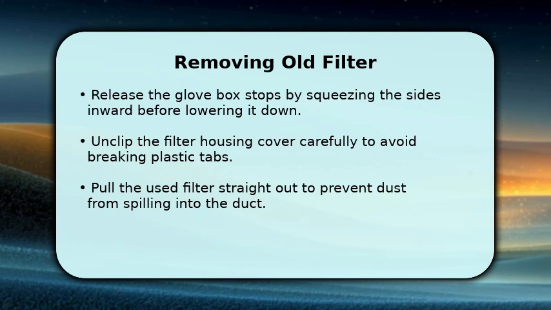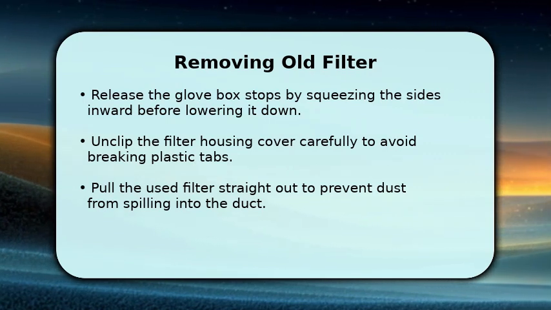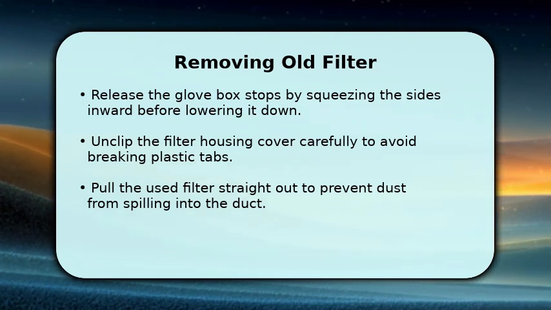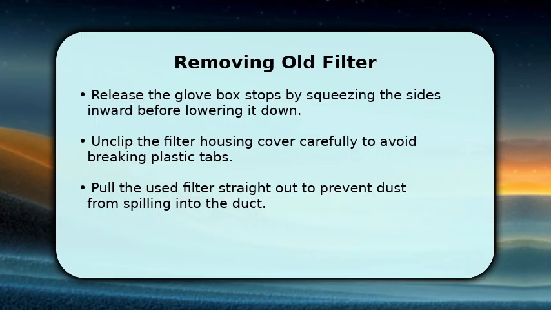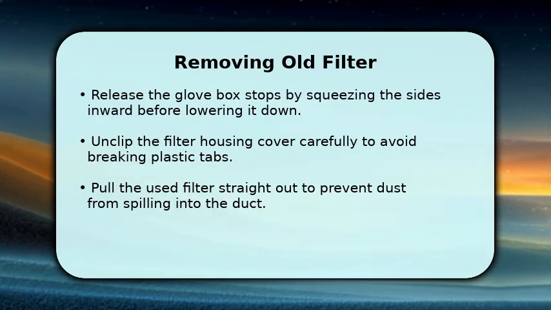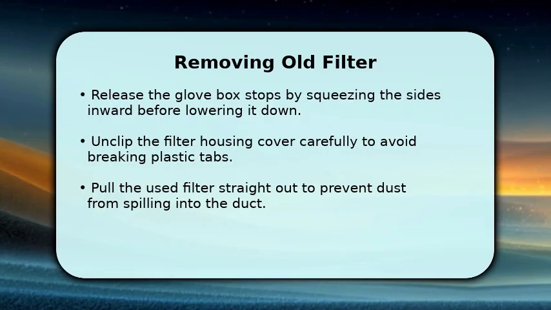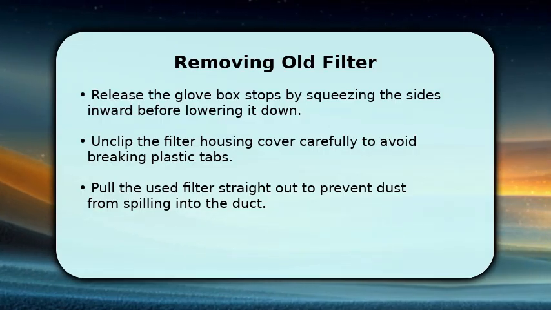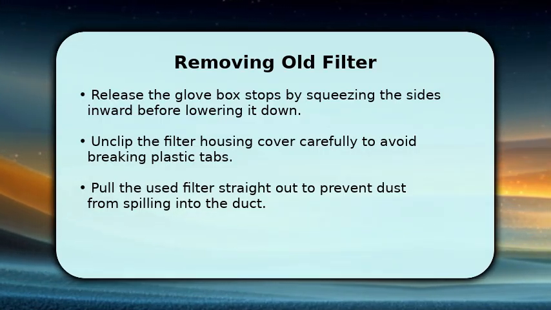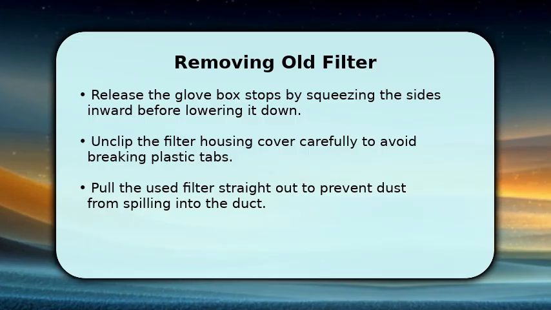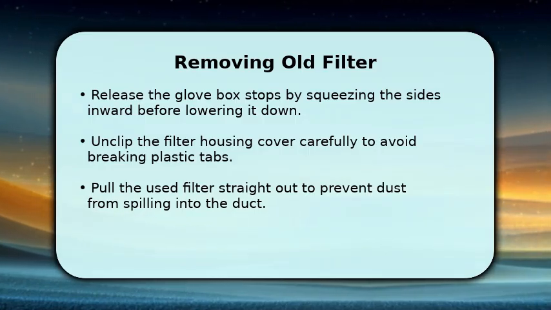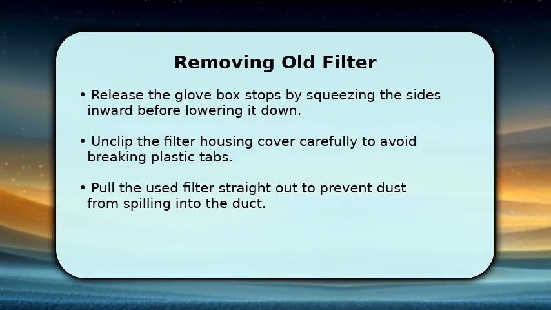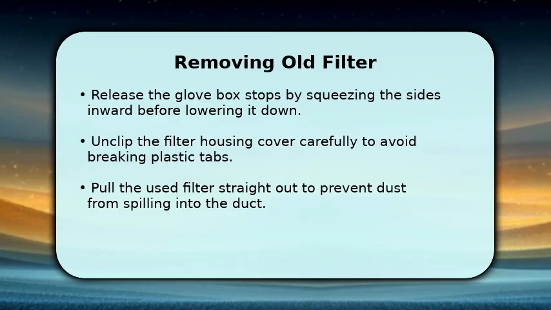Start by clearing the glove box of contents so it can fold down easily and you have clear access. Squeeze the glove box side panels to disengage the stops and lower the box fully. Locate the rectangular filter housing, unclip the cover with steady pressure, and slide the old filter straight out while keeping it level to avoid scattering debris into the HVAC intake or cabin.